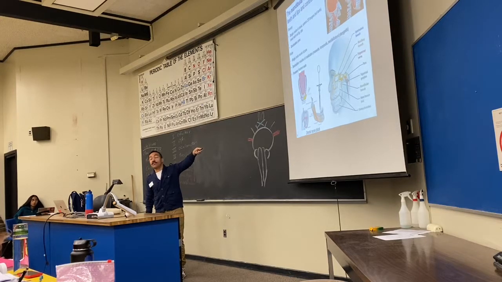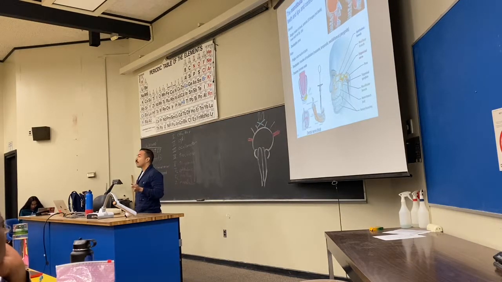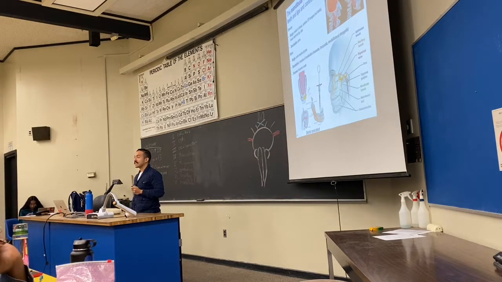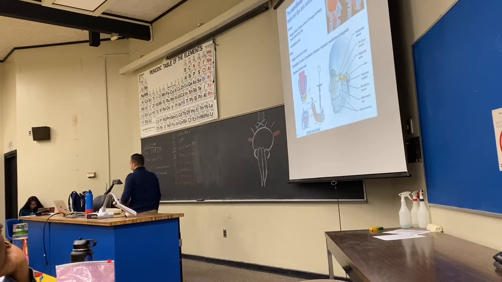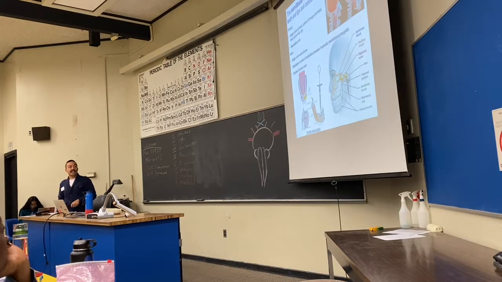It goes through a different hole. So each branch goes through a different hole. It goes through foramen ovale. Pronounce it oh-VAH-lay. It's an oval-shaped hole. They're all rounded holes. Foramen ovale.